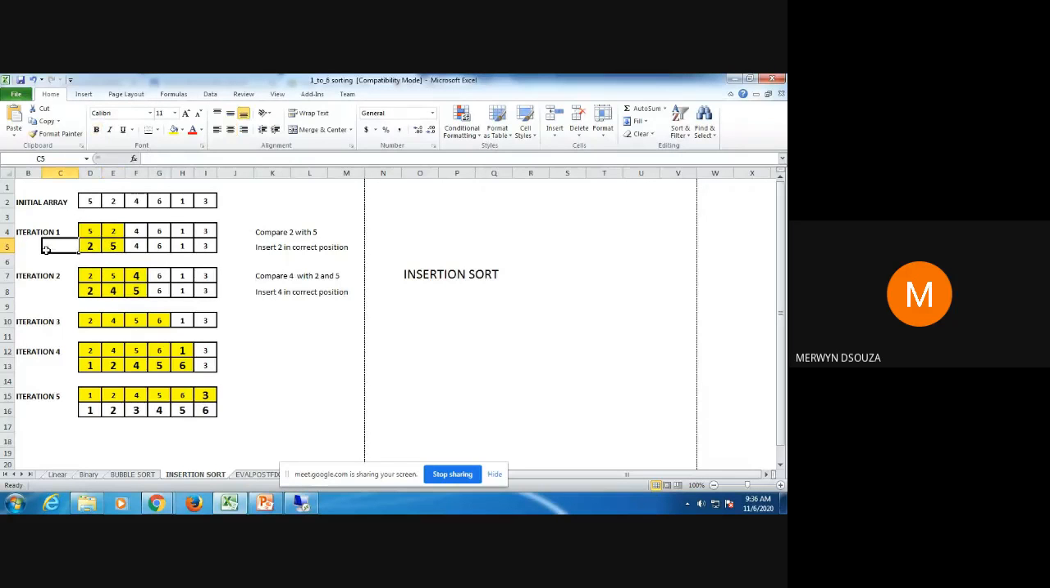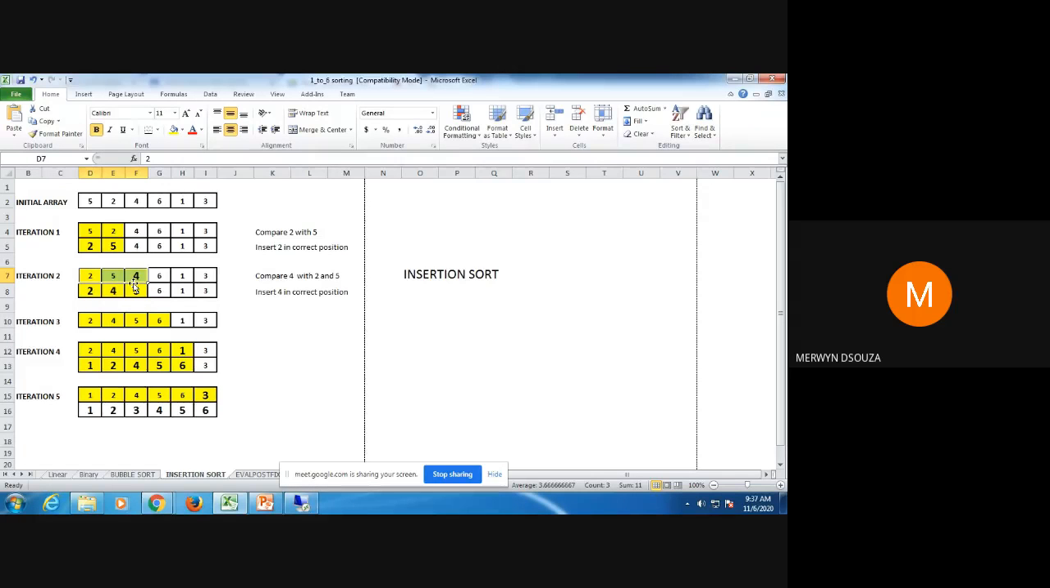Once I do that, I proceed to the next iteration. In the first iteration, I only compare the first 2 elements. In the second iteration, I compare the first 3 elements, which are 2, 5 and 4. Now we see whether they are in the proper order. If they are not, then we swap them.